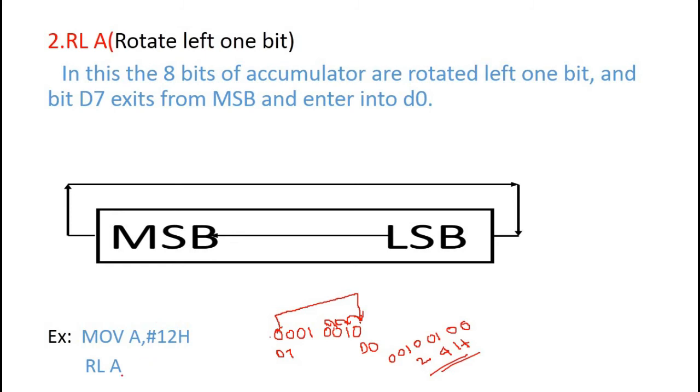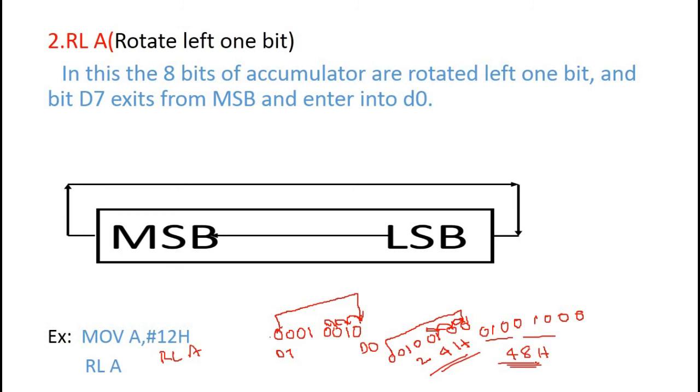Correct? So now take rotate left one more time. Now first this will be shifted here, right? So that is 0. And next this 0 will be shifted to here, 0. And next this 0 will be shifted here, 0. And this 1 will be shifted here, 1. So like that we get 0, 0, 1, 0. What is the answer now? It is 48H.